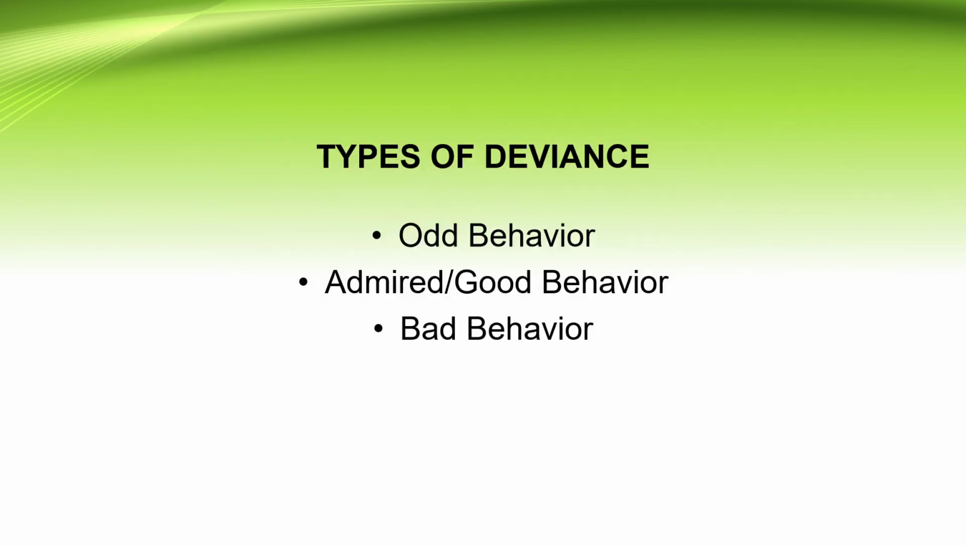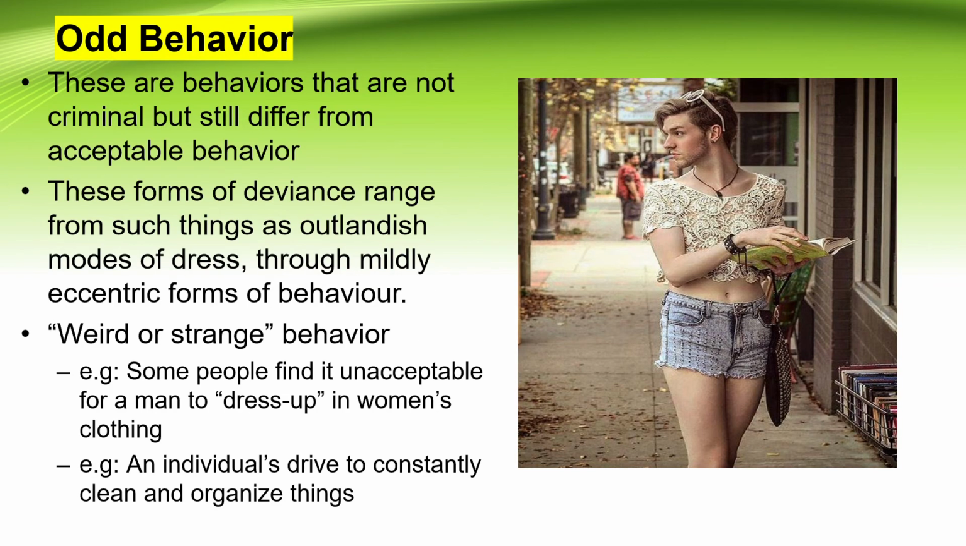Next, we also have three types of deviance. We have here odd behavior, admired or good behavior, and bad behavior. Odd behavior. These are behaviors that are not criminal but still differ from acceptable behavior. These forms of deviance range from such things as outlandish modes of dress through mildly eccentric forms of behavior. So we call this behavior weird, strange, or peculiar.